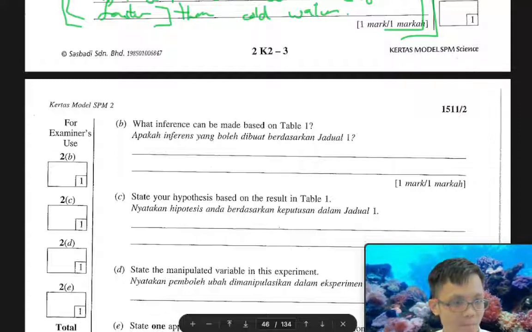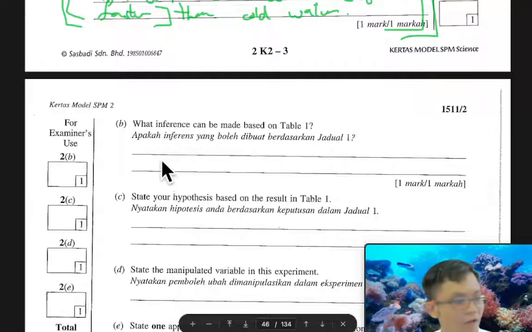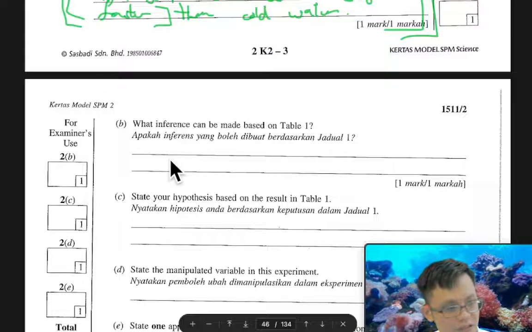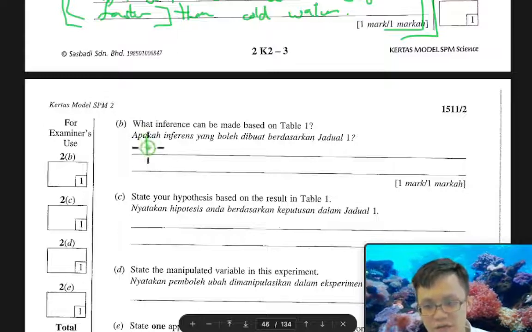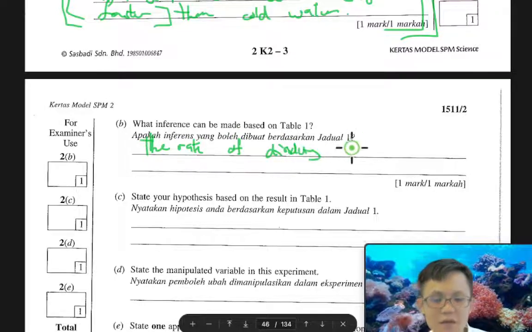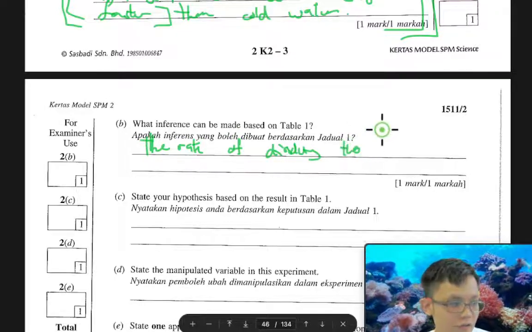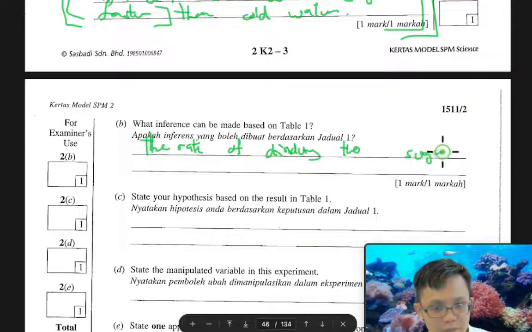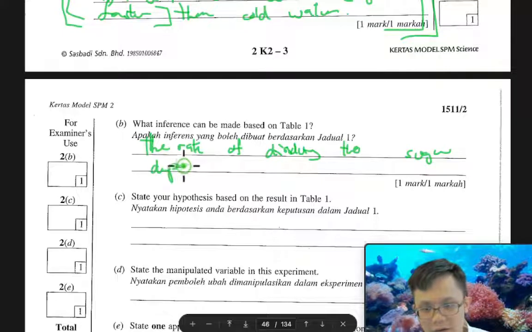Let me think for a while. Okay, so the more accurate answer will be: the rate of dissolving sugar depends on temperature.